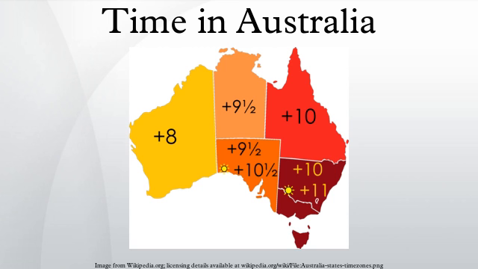Daylight saving time is used in South Australia, New South Wales, Victoria, Tasmania, and the ACT. It is not currently used in Western Australia, Queensland and the Northern Territory.